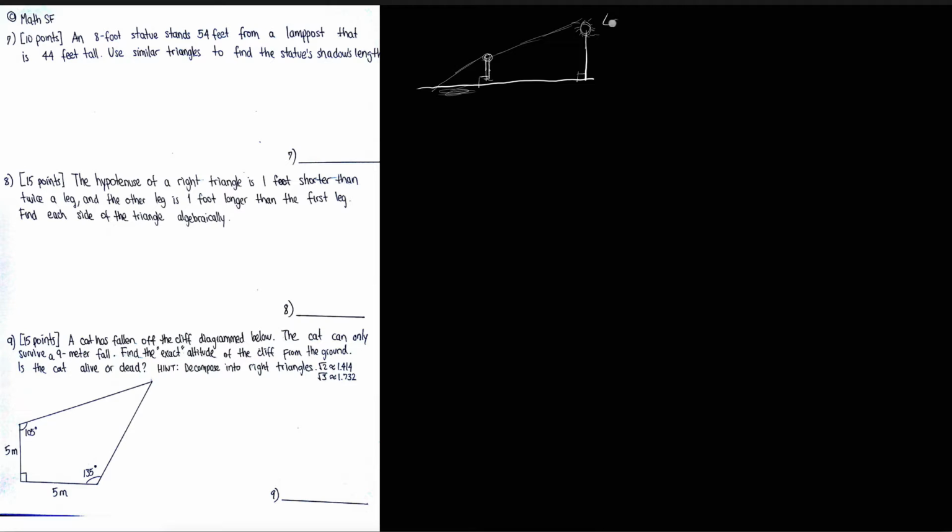So I'm going to probably write here, this is my lamp post. Okay, and this is my statue, just so we know what we are talking about in this particular problem. This is a 44, and the statue stands 8 feet. So 8 should be here, and from here through here should be 54. They say find the shadow, like find this part X.